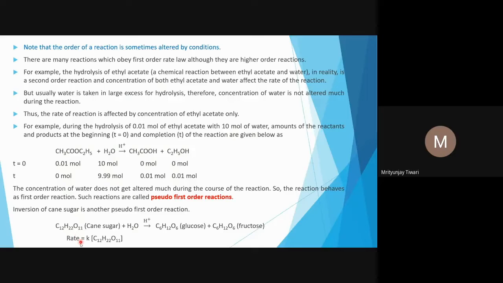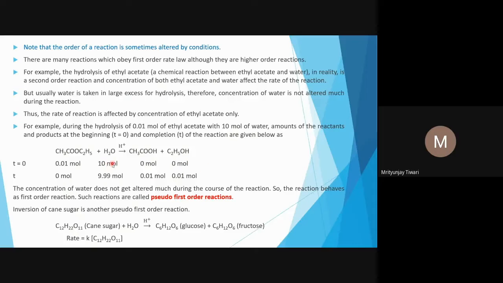So for this reaction, the rate should be equal to k into the concentration of sucrose to the power 1 and concentration of water to the power 1. As the water is in excess, even if the concentration changes, suppose in this example we have taken 10 moles of water and instead we take 9 moles of water, the reaction will still go to completion. Even if you take 11 moles of water instead of 10 moles, the reaction will also go to completion.